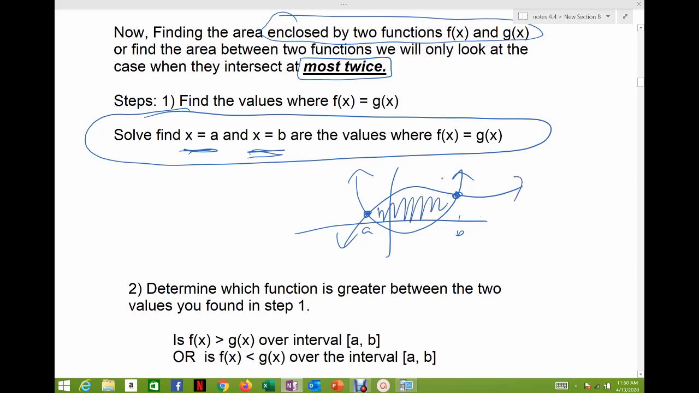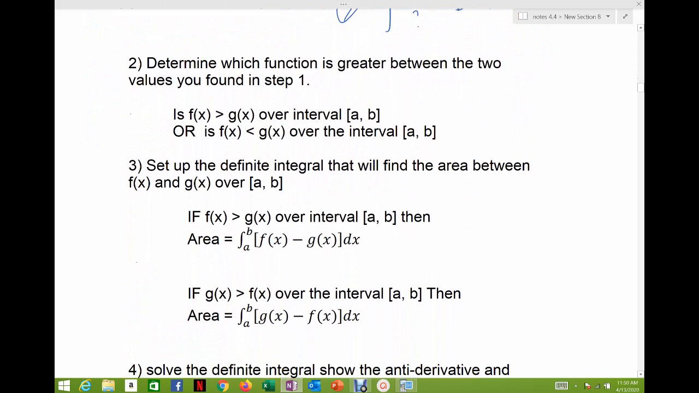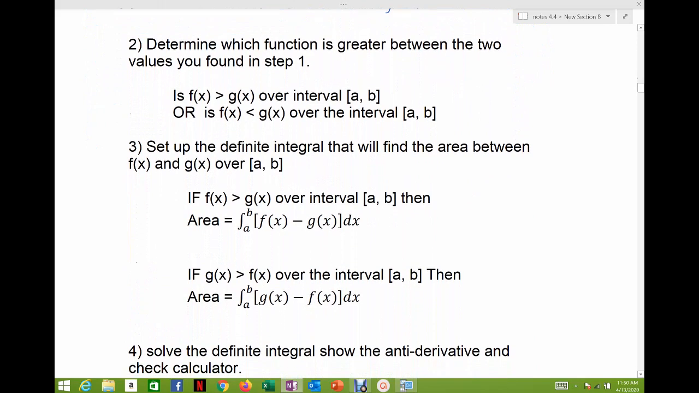All right, and so the next step is to figure out, well, which is the bigger function, which is the smaller function. So this would be the bigger one above, this would be the smaller below, right? And it's completely surrounded by. And so that's the second step. Over that distance a to b, where the area is, is the f of x function the bigger one, or is the g of x function the bigger one?